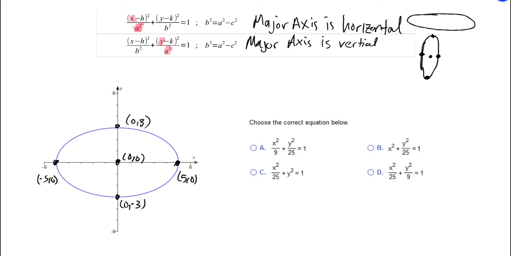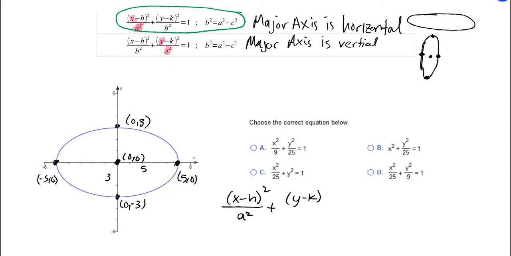And then the distance between the center and these vertices, you can see, is 5 and 3. And you can see that this ellipse is longer horizontally, and so the template for the equation is this one here with the major axis being horizontal. So this is the template I'm using: x minus h squared over a squared plus y minus k squared over b squared equals 1. We already mentioned that the center of this ellipse is 0, 0, so I'm able to substitute in 0 for h and k. And then we found a to be 5 and b to be 3.